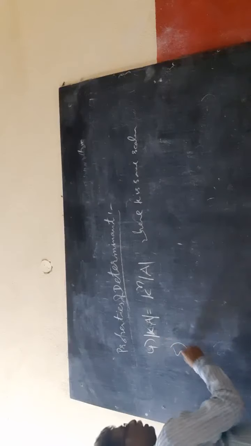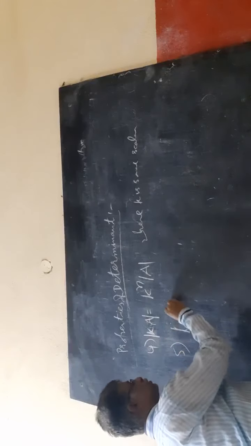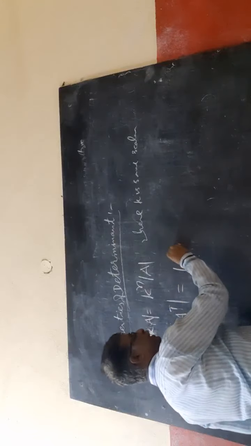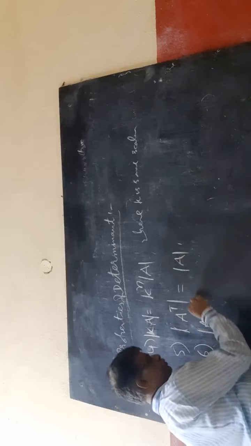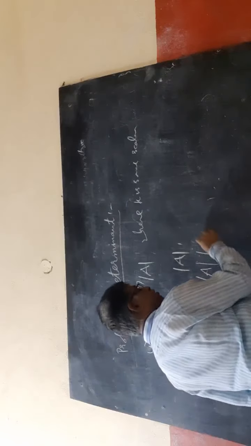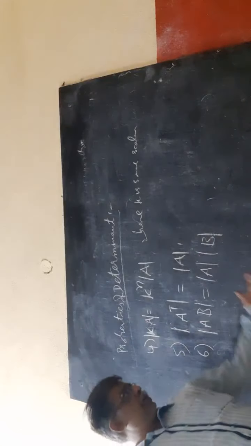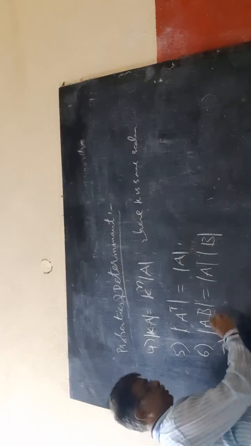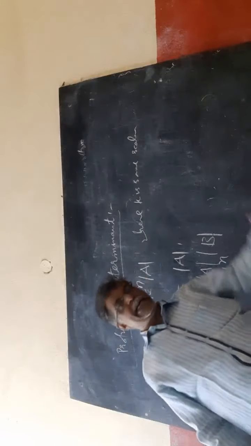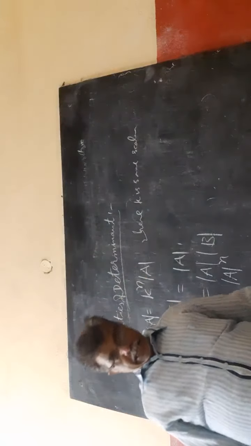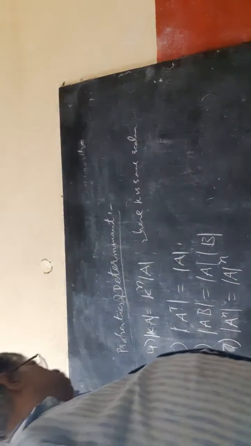Next, the determinant of A transpose is equal to the determinant of A. Next, the determinant of AB equals the determinant of A into the determinant of B. From this we can say the determinant of A to the power n equals the determinant of A whole to the power n, because det A into det A can be written as det A to the power n.